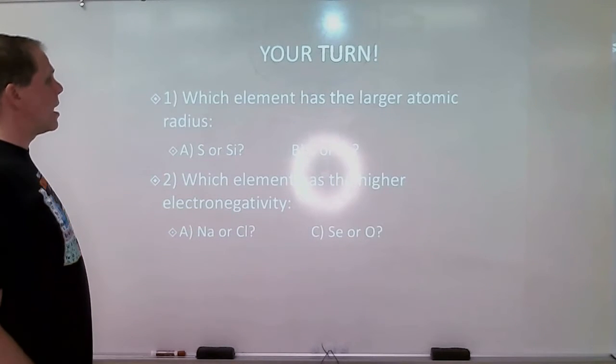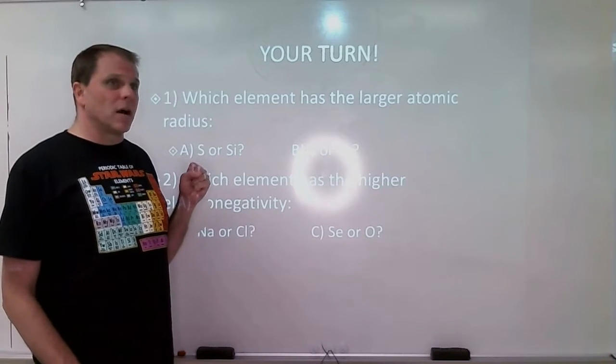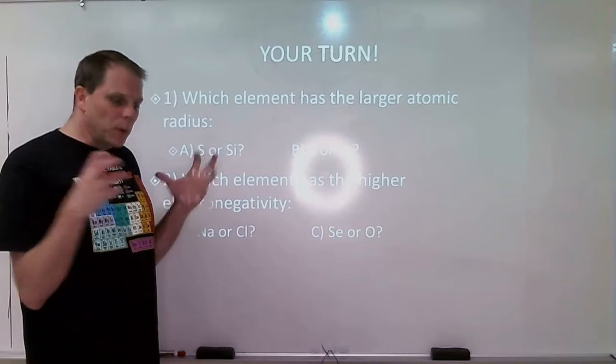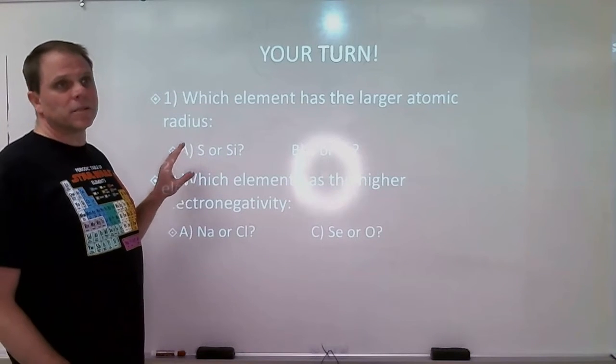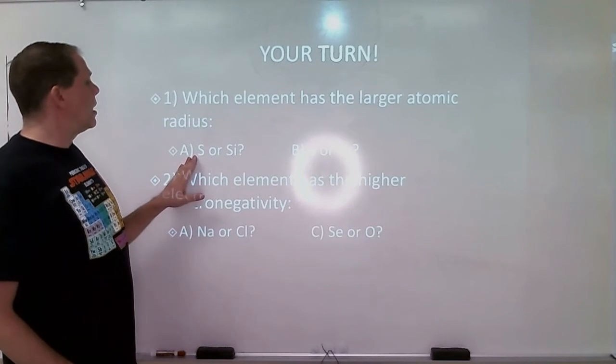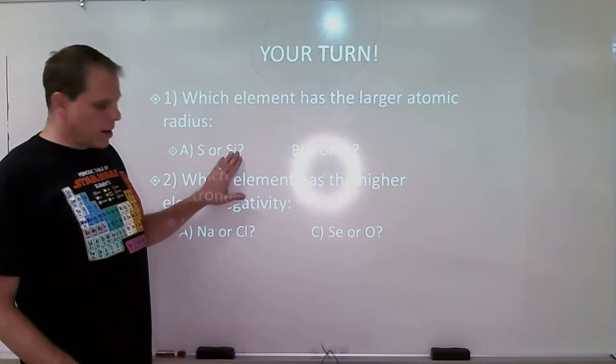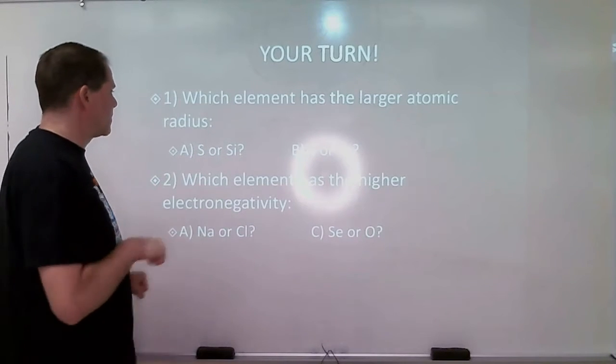So sulfur is going to have the bigger effective nuclear charge, which means that it's going to be pulling things closer into itself, right? Because it's got a bigger attraction. So sulfur is going to have a smaller radius than silicon. The correct answer here is going to be silicon, okay?